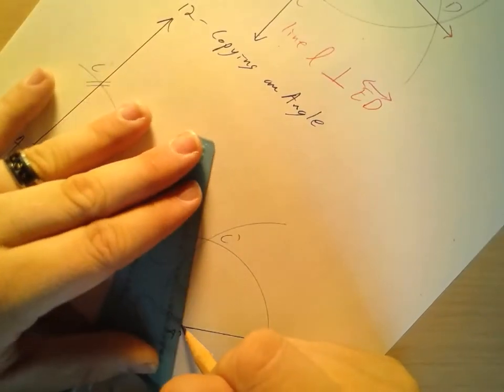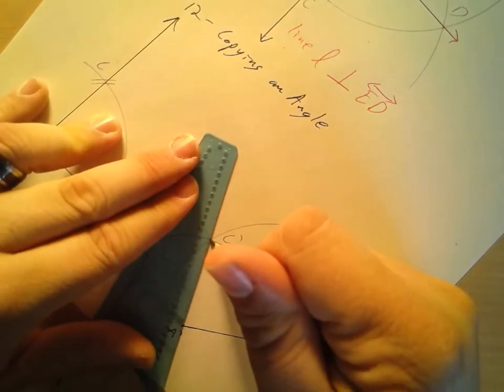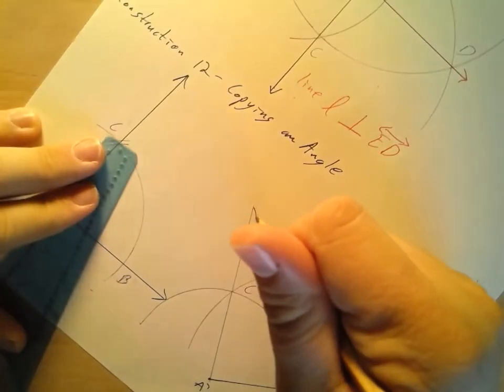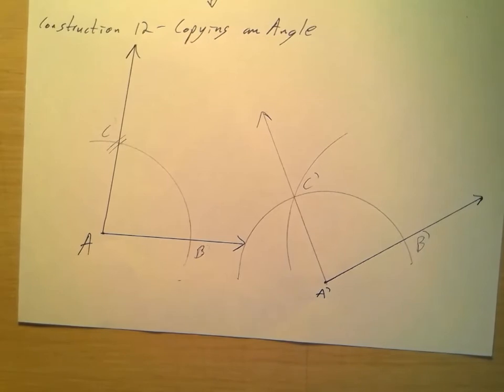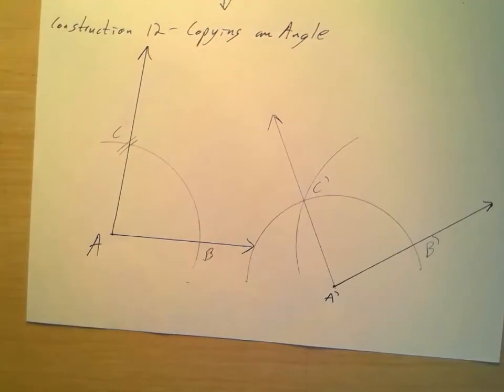I'm going to go ahead and just take, and right there, and there's my copy of the angle. If you were to take this, cut it out, and place it on top of here, they would be complete duplicates.